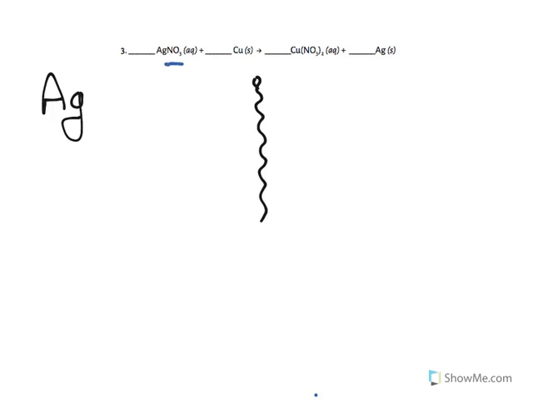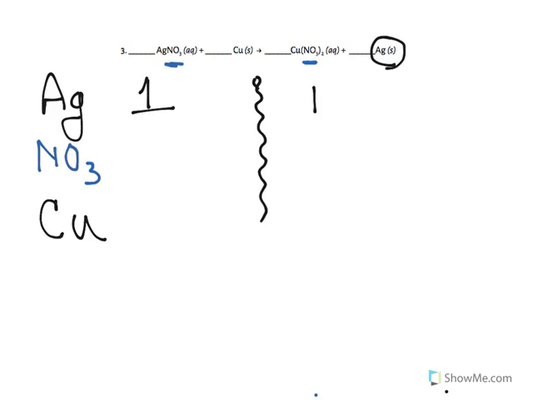So what I want to do is balance those as their own group, NO3s, nitrates, and then the other element in this problem is copper. So now I go through and I take my inventory. On the left-hand side, there is 1 silver. On the right-hand side, there's also 1 silver. So I'm looking over here, there's just 1.